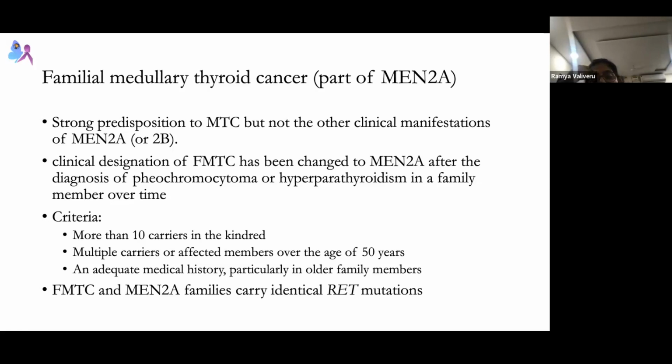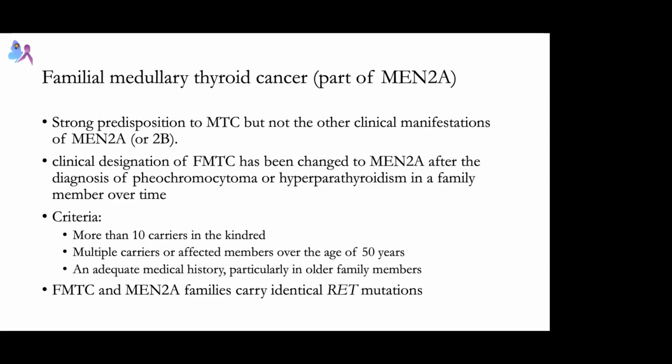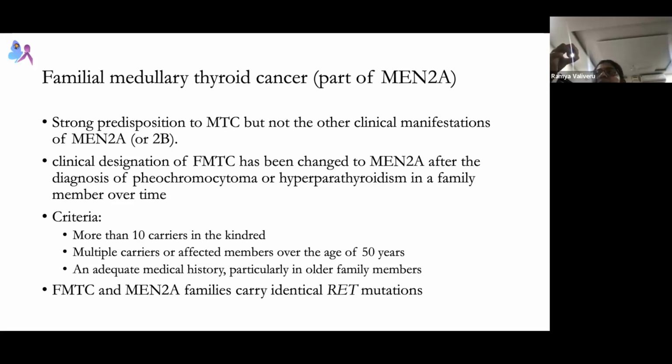Do you know this family? Any of you? No, ma'am. There's one family who comes to follow up. They have been labeled as FIHPT, that is familial isolated hyperparathyroidism, and one of the current generation, the third generation boy, developed a pituitary lesion. So now it has been relabeled as MEN1. Similarly, it can be FMTC versus MEN2A.